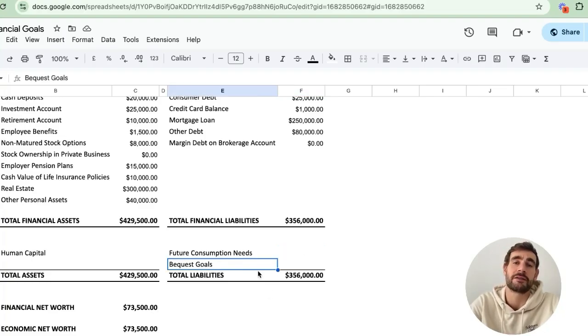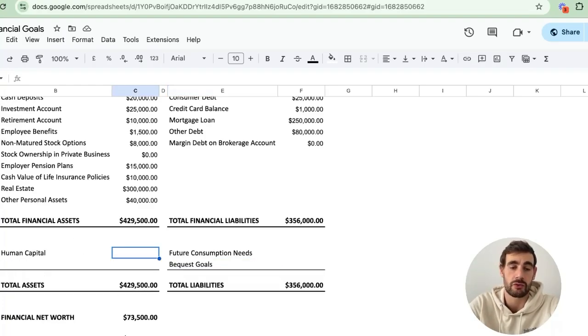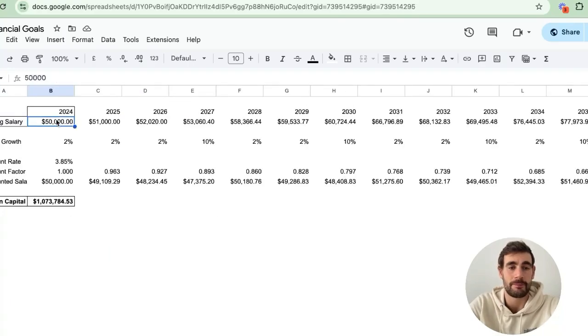In terms of bequest goals, these are those goals of donation, leave it to foundations, etc., or leave a certain inheritance to your children. So to calculate this, we can go to the second tab, which is human capital. Here we can see that we can start by the end of this year with a starting salary of $50,000.